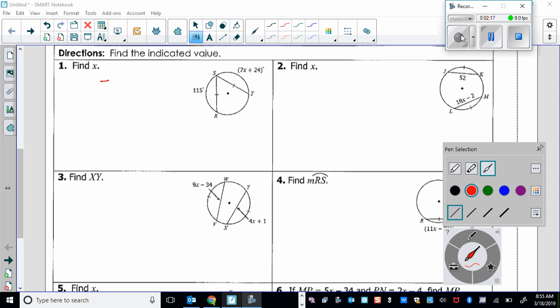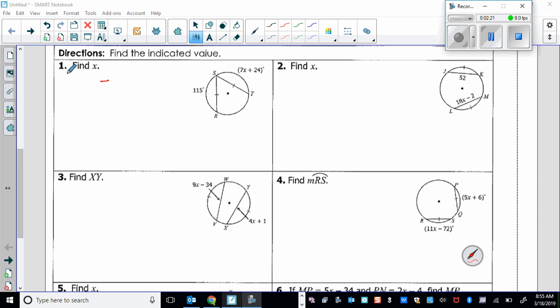All right, here we go. I'll try to do the odd numbers and then we'll do the even numbers in class, okay? But if you want to do both, you can.